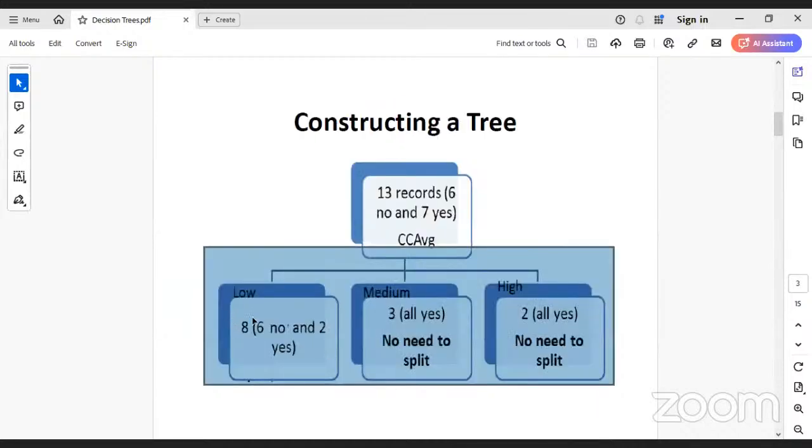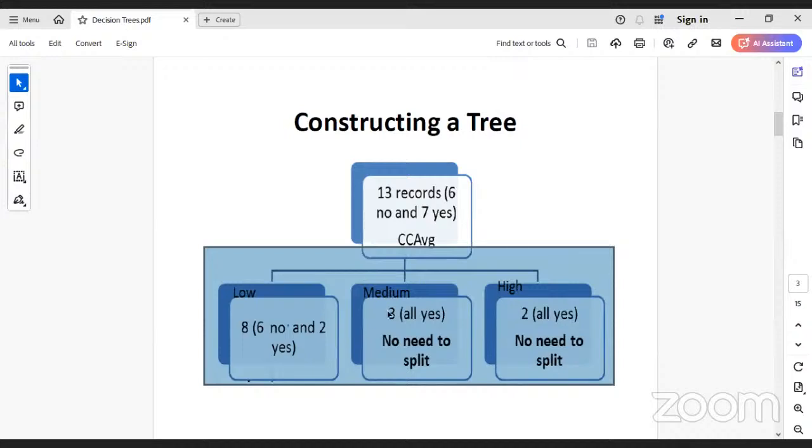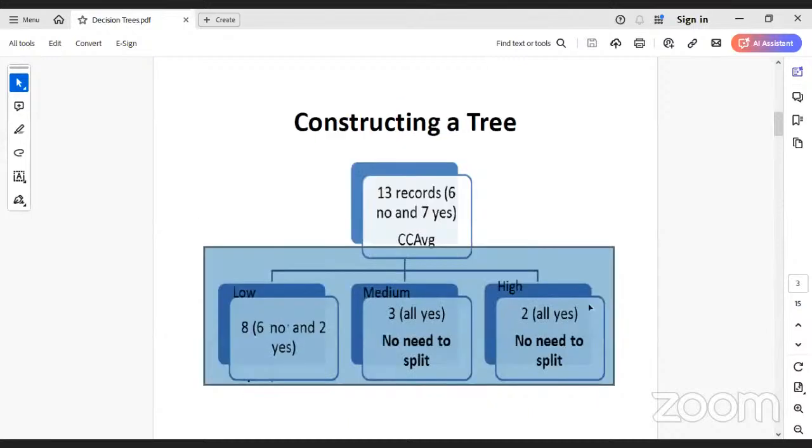So in low we have 8 records, out of which 6 are no and 2 are yes. Coming to medium, there are 3 records which come under the medium category, and all are of class or category 1. So medium has 3 records and all are yes. Coming to high, we have 2 records of high, and both of them are of class 1. So 2 records are of high and all are of class 1, means yes.